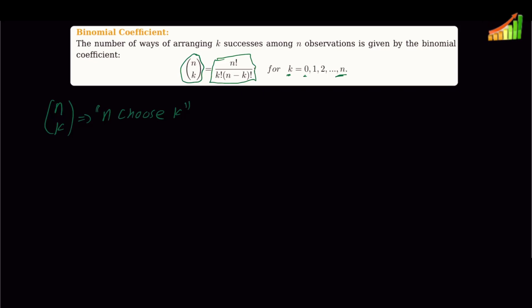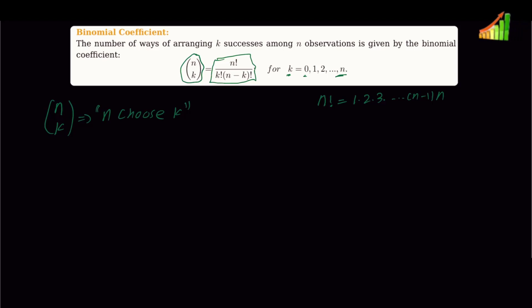Then, let me explain factorial. What is the factorial n? Factorial n is 1 times 2 times 3 times, then n minus 1, the number before the n, times n. So this is the factorial n. Now let me explain this using examples.